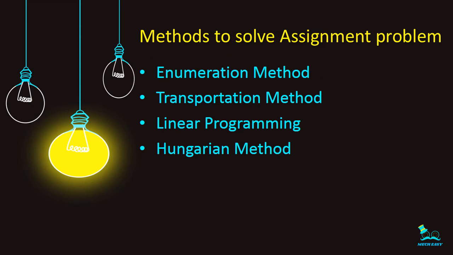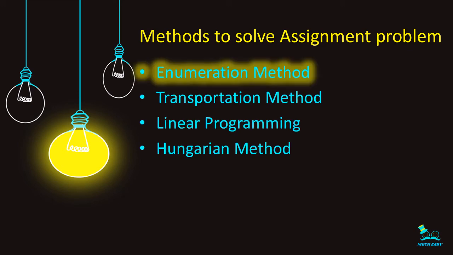Now we will see various methods to solve the assignment problem. There are a total of 4 methods to solve the assignment problem. The first one is the enumeration method, the second one is the transportation method, the third one is linear programming, and the fourth one is the Hungarian method.